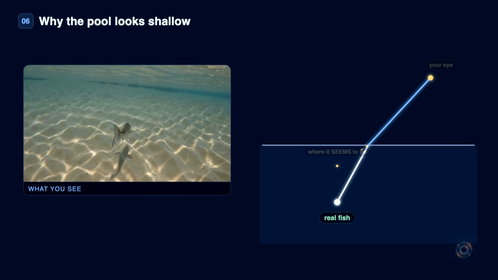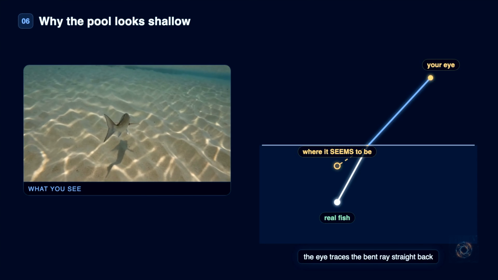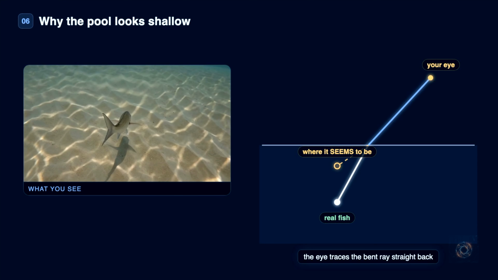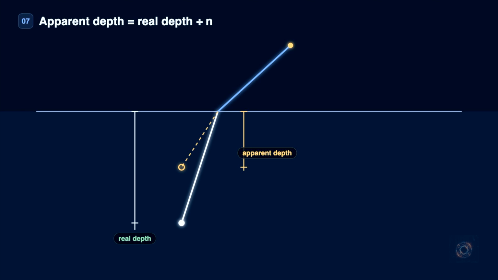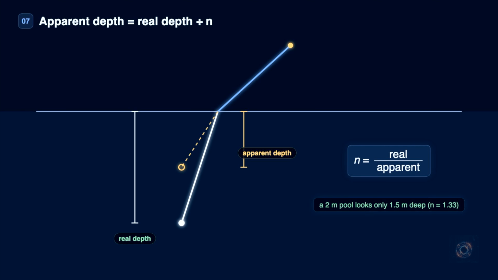This is why a swimming pool always looks shallower than it really is, and why a fish appears closer to the surface than where it actually swims. So, why does it look shallower? Light from the object bends as it leaves the water, and your eye simply traces those bent rays straight back. They meet at a point higher up, the apparent depth. And dividing the real depth by the apparent depth gives you exactly n.